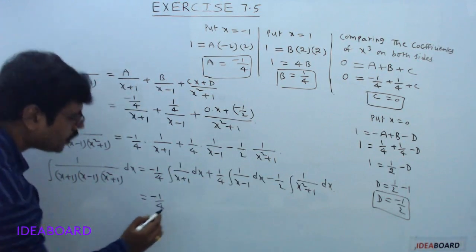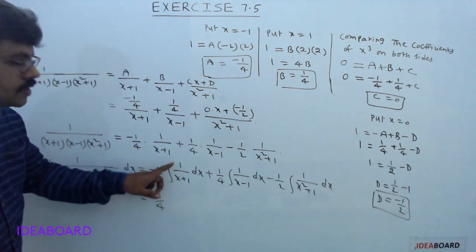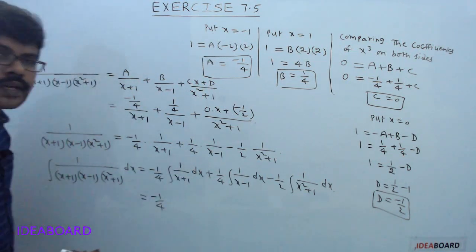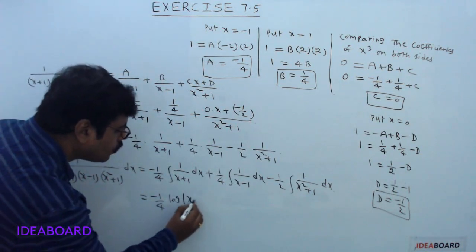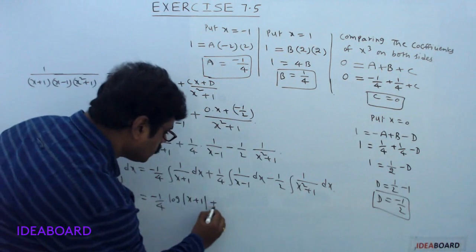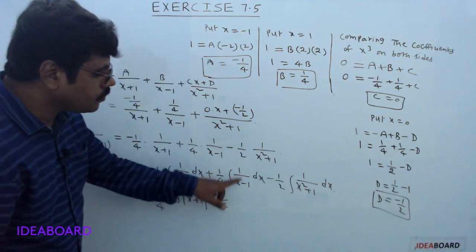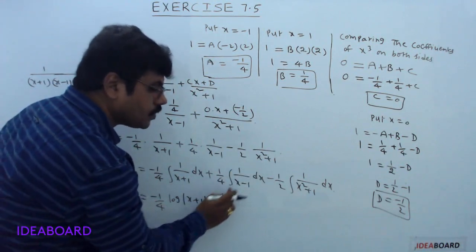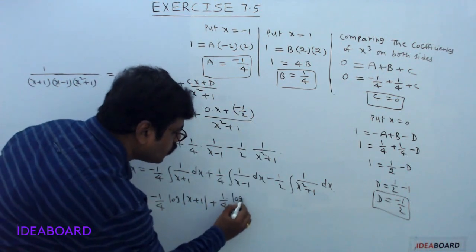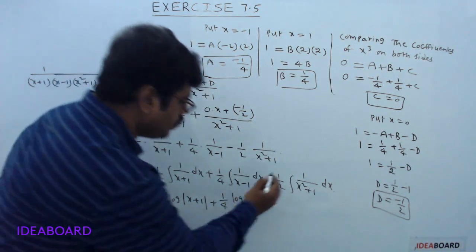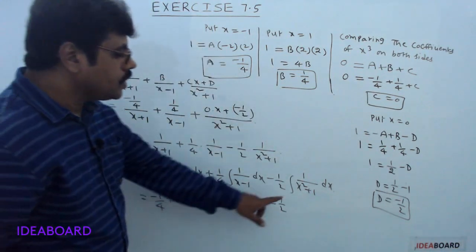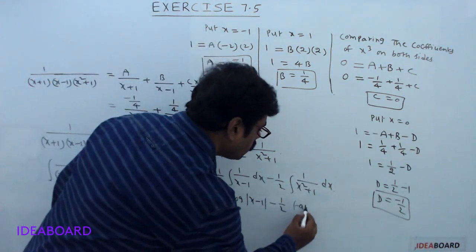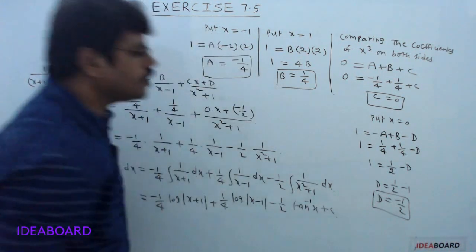Now this is minus 1 by 4 into, derivative of x plus 1 is 1, so it is of the form integral f dash of x divided by f of x dx. What is its value? Log mod of x plus 1. Plus 1 by 4 into, derivative of x minus 1 is 1, again it is in the form of integral f dash of x divided by f of x dx. What is its value? Log mod of x minus 1. Minus 1 by 2 into integral 1 divided by 1 plus x square dx. What is its value? Tan inverse of x, plus a constant c.